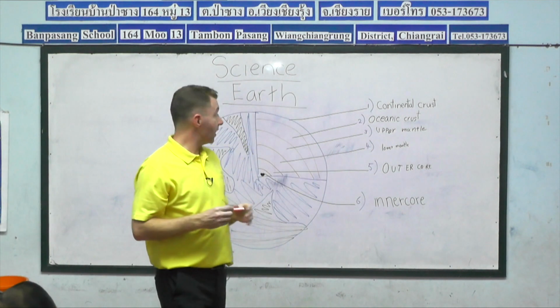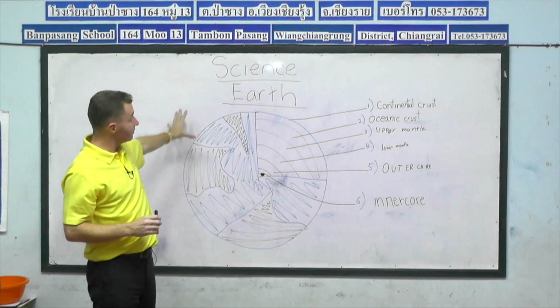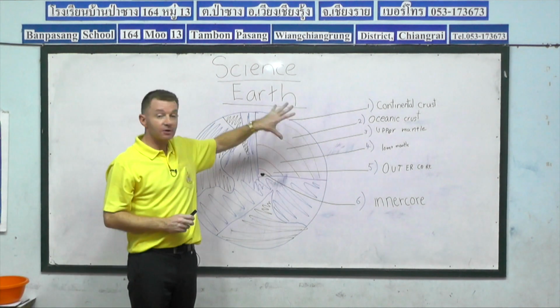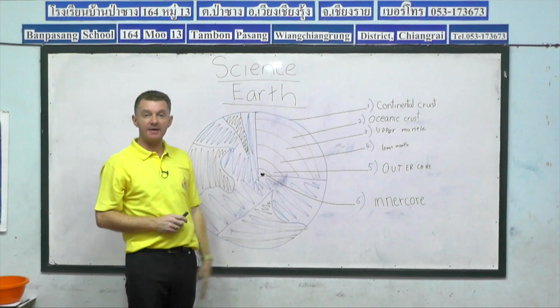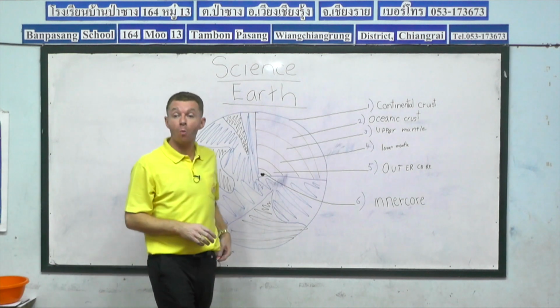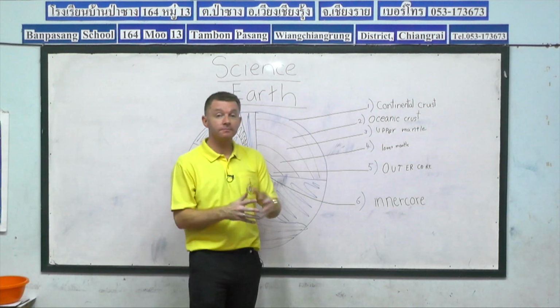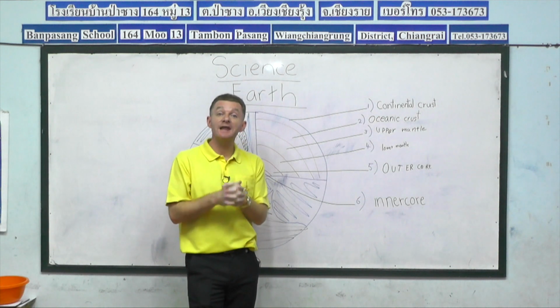So what we've got now on the board is a diagram of our Earth. And here is the cross-section of the different layers. So let's say them all together one more time. Number 1, continental crust.